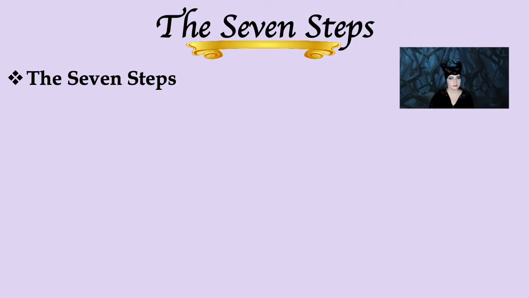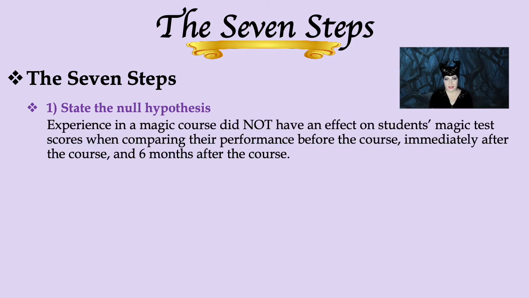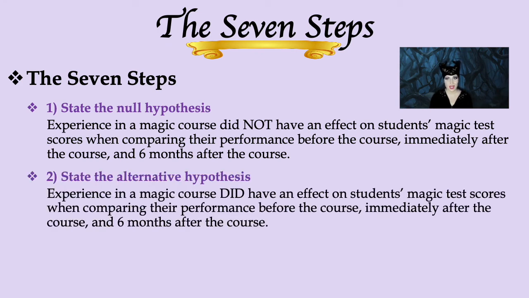So once we start our 7 steps, number 1, state the null hypothesis. Experience in a magic course did not have an effect on students' magic test scores when comparing their performance before the course, immediately after the course, and 6 months after the course. Alternative hypothesis says the opposite. Experience in a magic course did have an effect on students' magic test scores when comparing their performance before the course, immediately after, and 6 months after the course. As usual, we set alpha to 0.05.